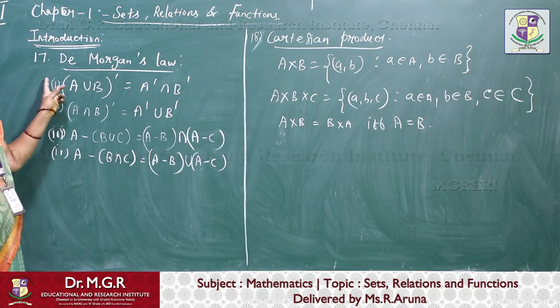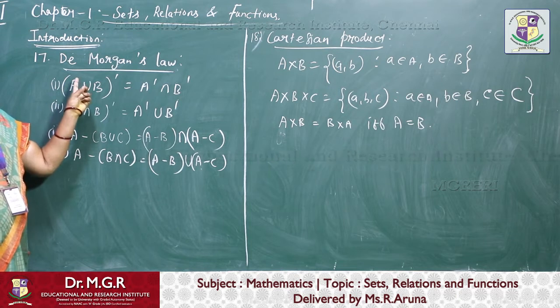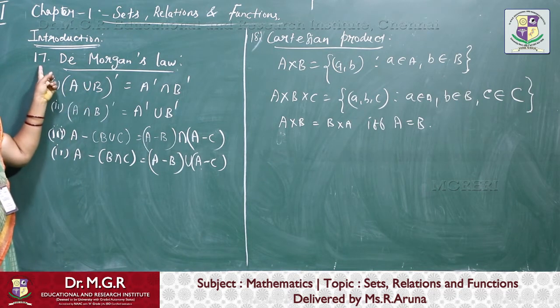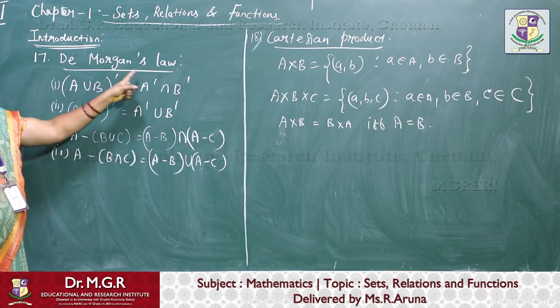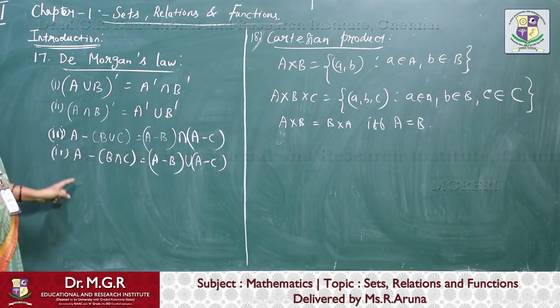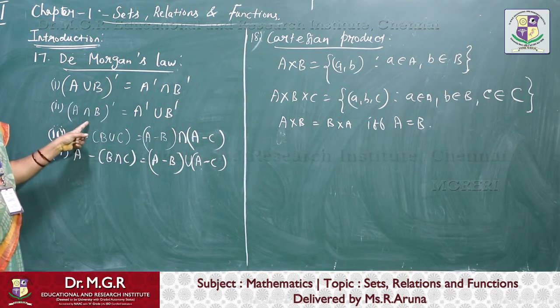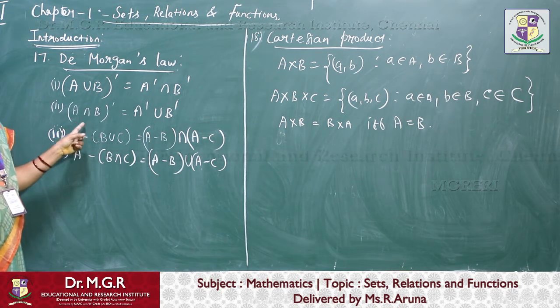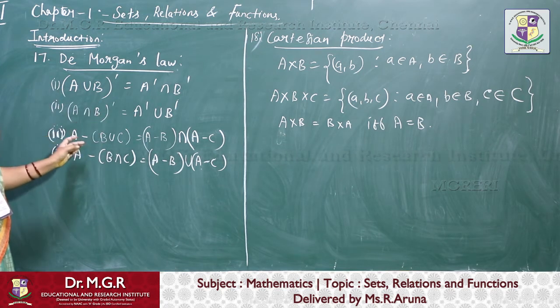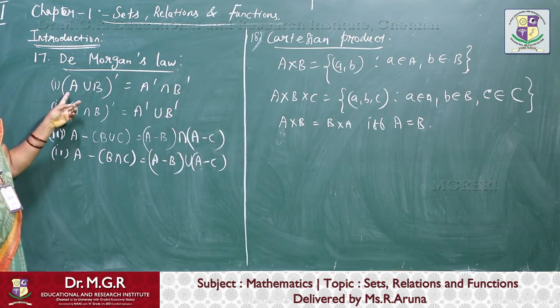So there are two more definitions to complete our introductory part. The 17th definition is De Morgan's laws. This is a very important stated law to use in many of our problems. So be careful enough in listening to De Morgan's laws. There are four laws that De Morgan has stated.